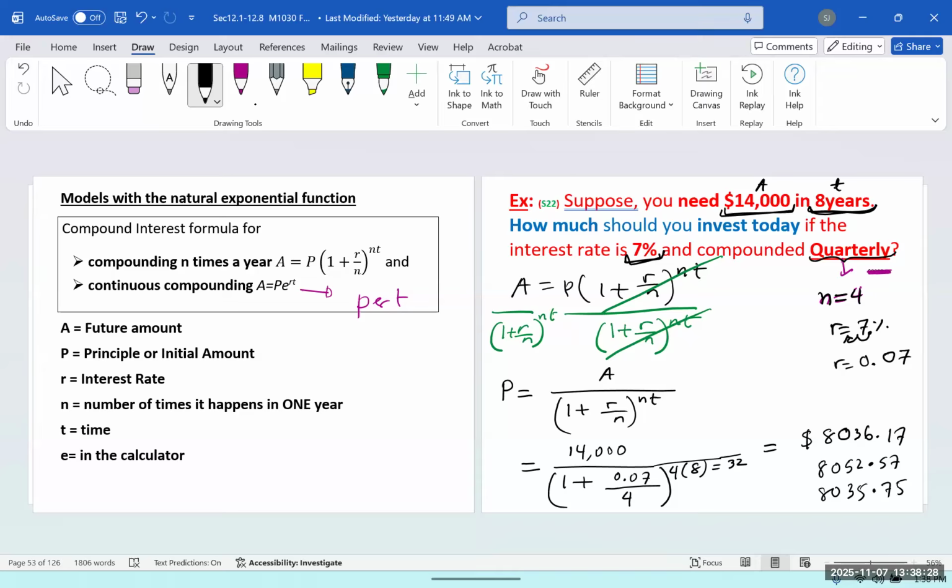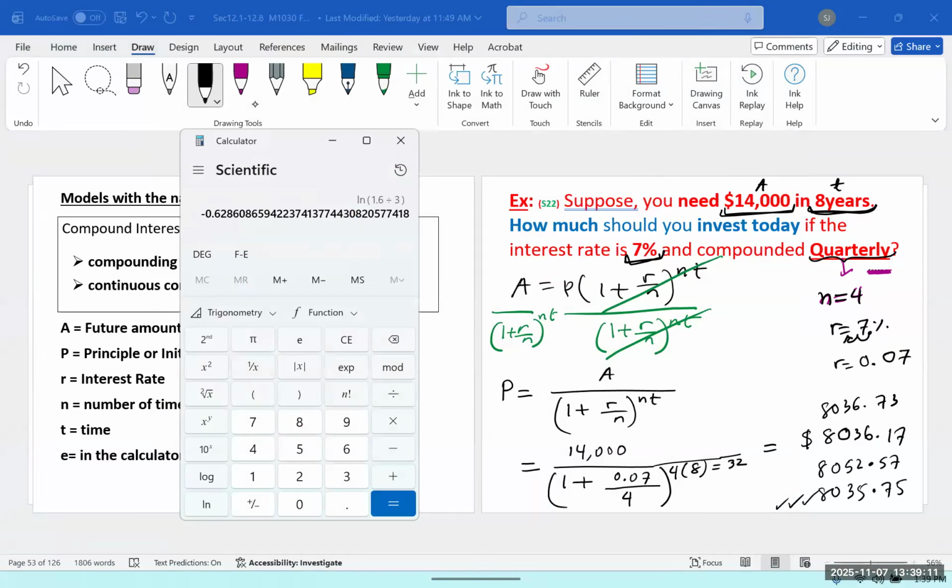Andrew, what do you have? 8,036.73. George, what do you have? 803575. Okay. Anyone else? Fatimata, what do you have? Same as the last one. Looks like many people have the last one.